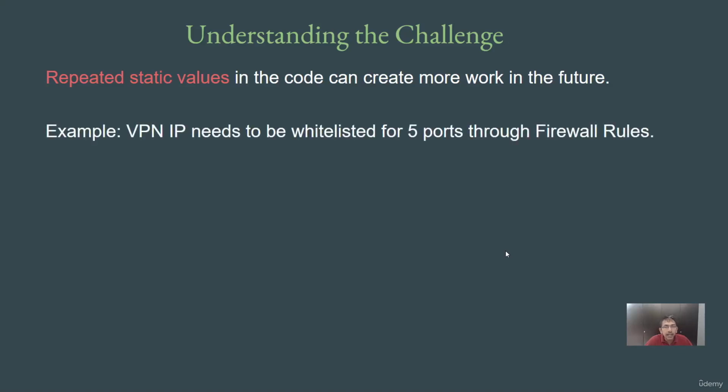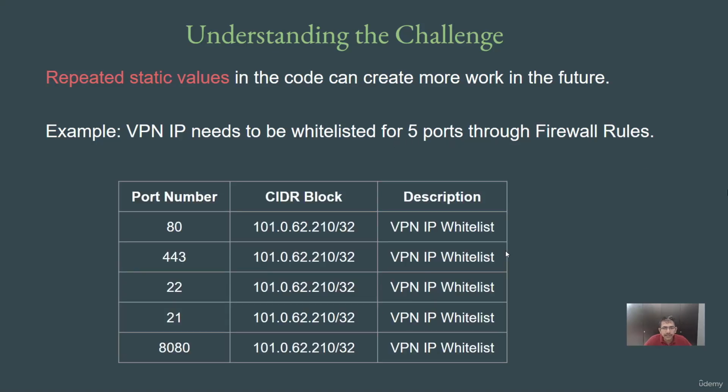which states that you have a VPN server in your organization and you want to whitelist the VPN server IP address in the firewall rule for 5 specific ports. If you look into the firewall rules, it would look something similar to this. So you have in total 5 ports: 80, 443, 22, 21 and 8080, and the VPN IP needs to be whitelisted. So this is the VPN IP that you see over here in the CIDR block section, and in all of the 5 ports you have a VPN IP that is whitelisted.